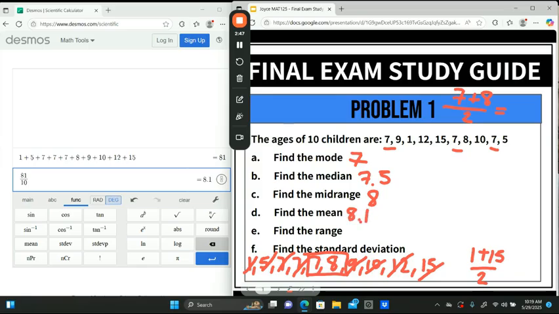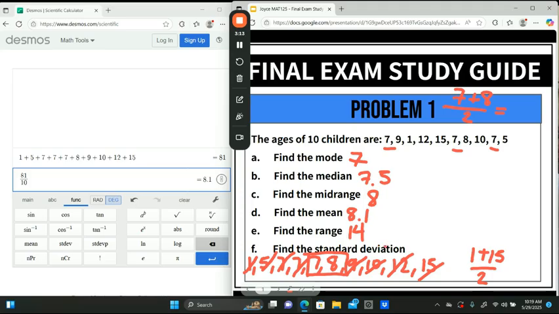Now, on your test, if you see it asking for average, mean and average are the exact same thing. So you'll do the same process were they to ask for average. And then the range, part E, is going to be the greatest value minus the least. So we've got 15 minus 1 is going to give us 14. Again, that's going to be the greatest value minus the least.